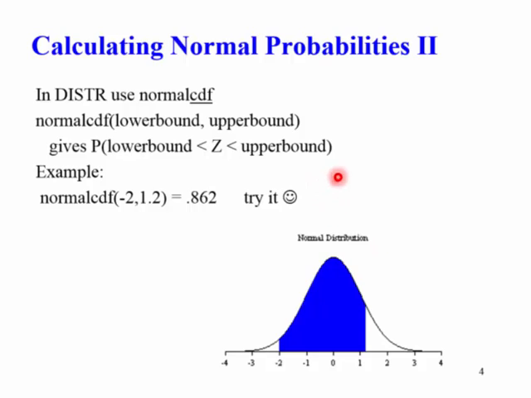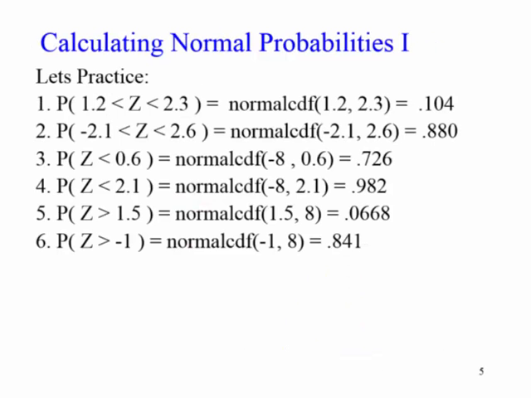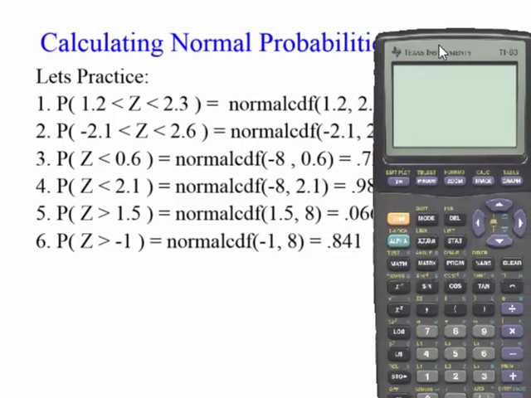To calculate normal distributions, we use the normal CDF from lower bound to upper bound. So normal CDF from -2 to 1.2 is equal to that. Try it. So let's calculate some of these. Say we wanted to find the probability that a z-score is between 1.2 and 2.3. Well, we just use normal CDF from 1.2 to 2.3 and we get this. Let's see it on the calculator.